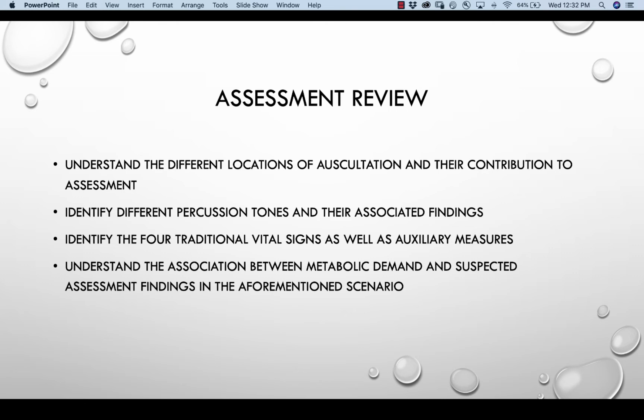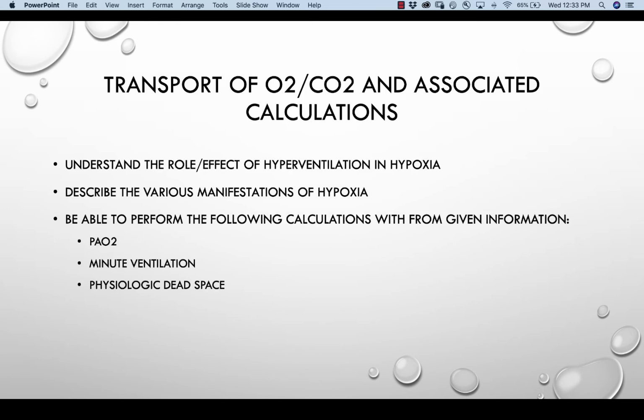Understand the association between metabolic demand and suspected assessment findings. So when you have a patient with increased metabolic demand, what do you usually see with these patients? You'll see hyperventilation, you might see hypoxia, you might see a high heart rate, things of that nature. When we have a high metabolic demand, we have a high oxygen demand. So just understand how those two things go together, what you would expect upon assessment and seeing this, how this would affect maybe their oxygen consumption.